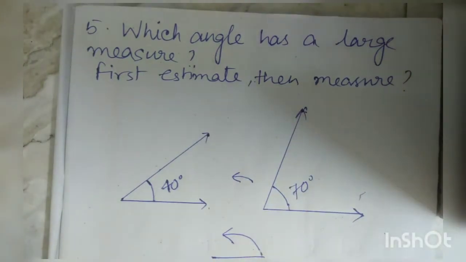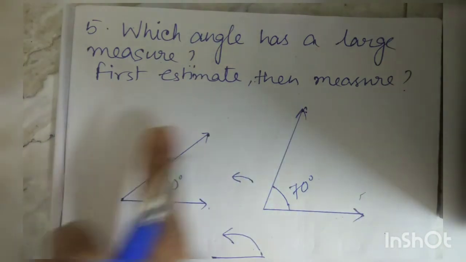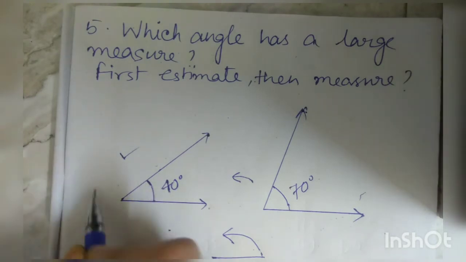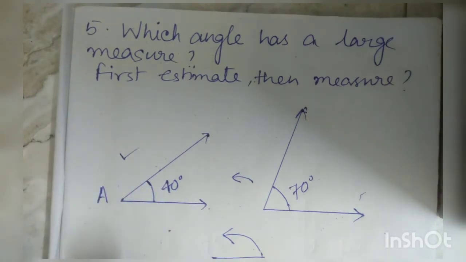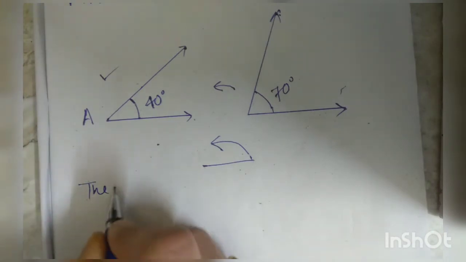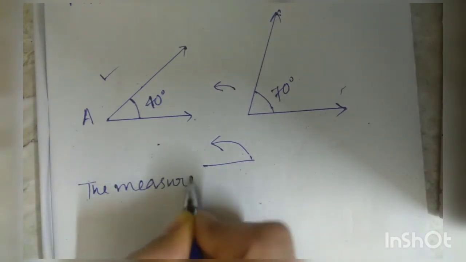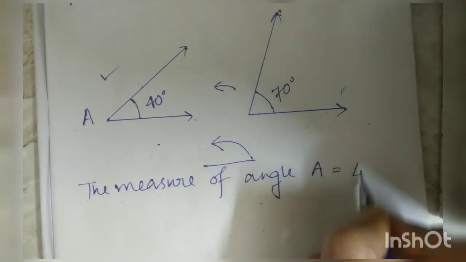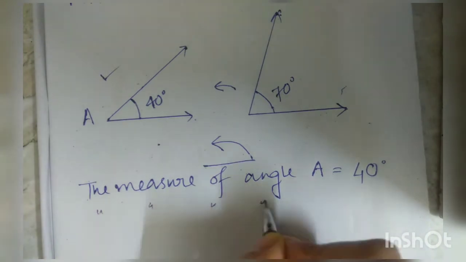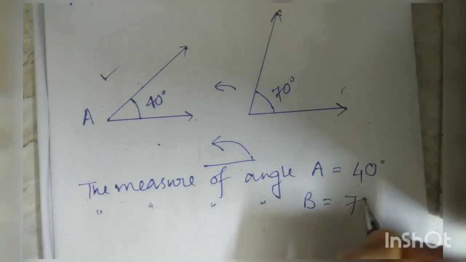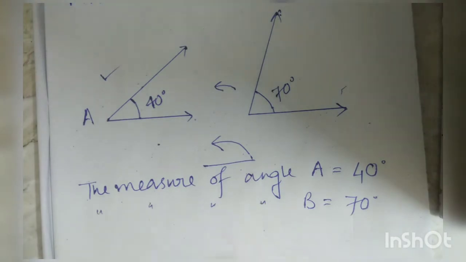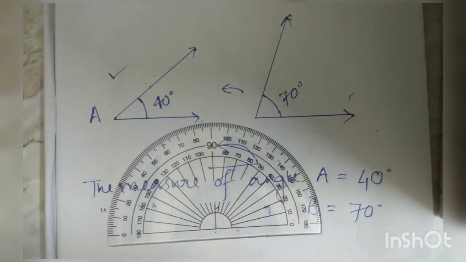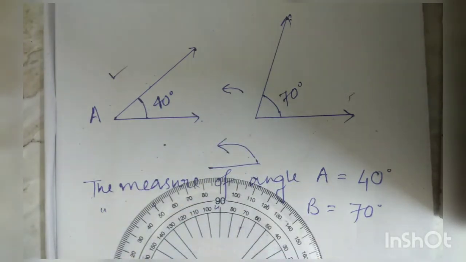Now in the question it is written, which angle has a larger measure? First estimate, then measure. We have already estimated this angle. This is angle A. The measure of angle A is equal to 40 degrees. The measure of angle B is equal to 70 degrees. So we have measured it with the help of the protractor, and we have written which one is larger between these two.